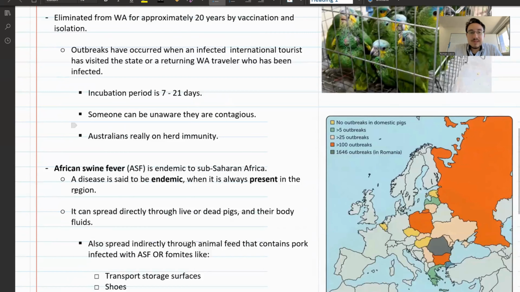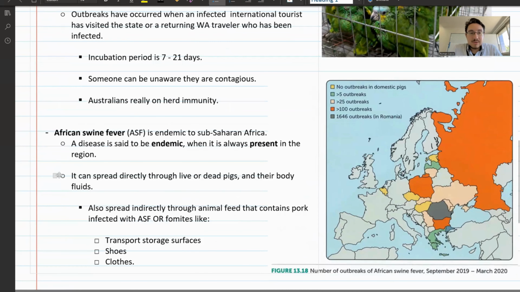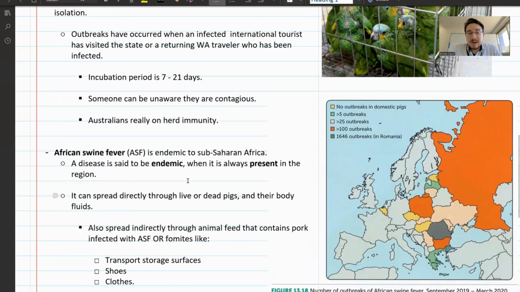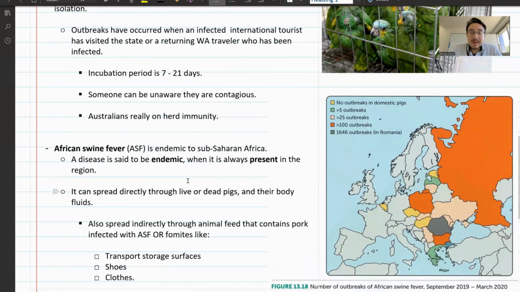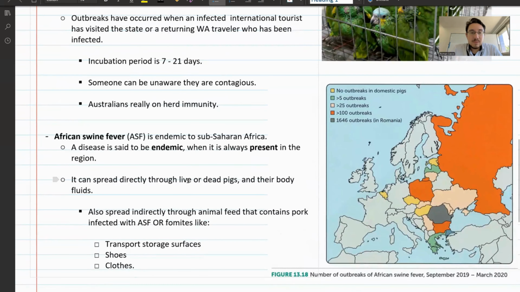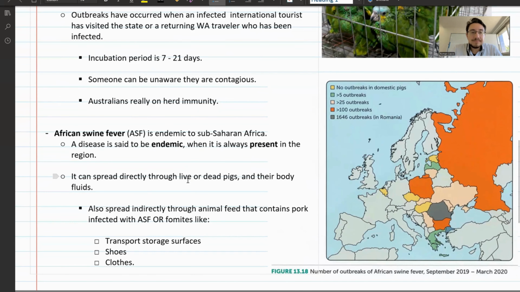Okay. Another example was the African swine fever, which was endemic to sub-Saharan Africa. And this was a disease that was spreading very, very fast. It was said to be endemic to this region and always present in this region. And what is this about? It's basically a pig virus that was very, very virulent, that could spread between live pigs. Even the tissues of dead pigs can house the virus for a good period of time, or even their secretions, their body fluids.